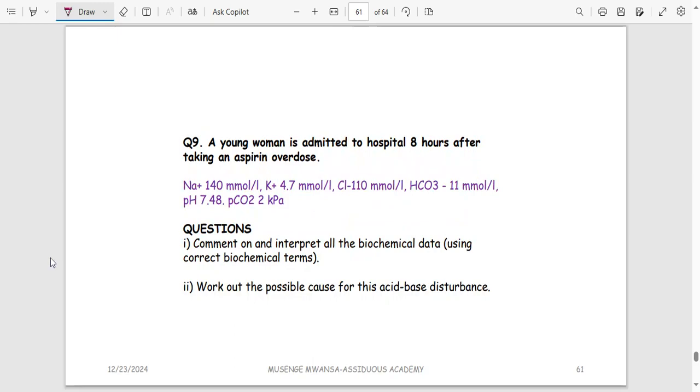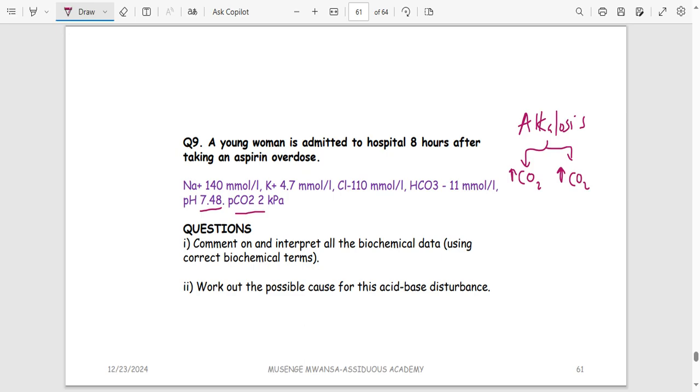A young woman is admitted to the hospital 8 hours after taking an aspirin overdose. You can see the pH 7.48, that's alkalosis. And then you look at the other things. If carbon dioxide is high, this means it's respiratory. If bicarbonate is the one that is high, this is going to be metabolic.